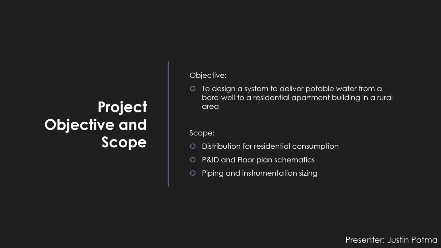The objective of this project is to design a system to deliver potable water from a bore well to a residential apartment building in a rural area. The scope of this project includes developing a water distribution system for residential consumption, designing P&IDs and floor plan schematics for both the apartment building and the water delivery system from the bore well, and determining the sizing for any of the required piping or instrumentation required for the system.